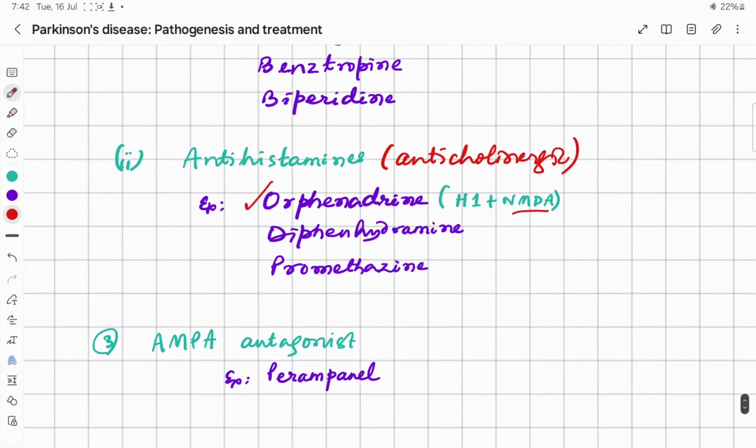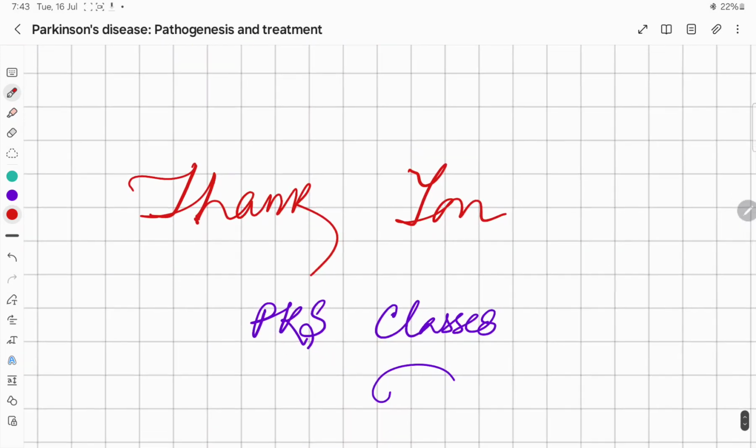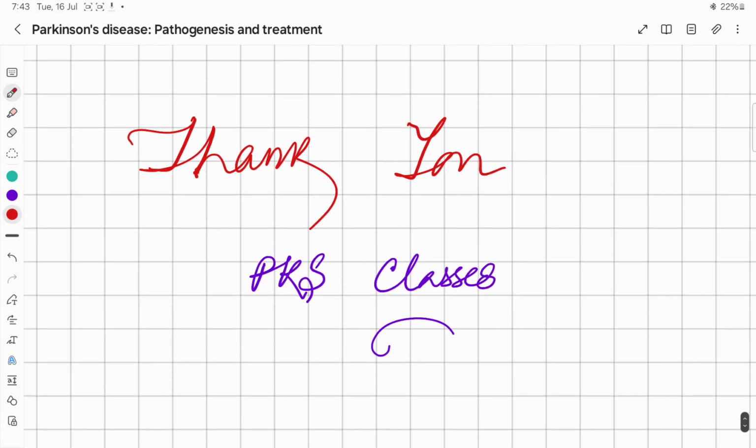In addition, there is a recent anti-epileptic drug, perampanel, which blocks the development of alpha-synuclein pathology by modulating neuronal activity. Initial findings in experimental models of Parkinson's disease have shown good results, and this can be a future drug, perampanel, the AMPA antagonist, in the treatment of Parkinson's disease. So this is all about the pathogenesis and treatment of Parkinson's disease. Thank you.